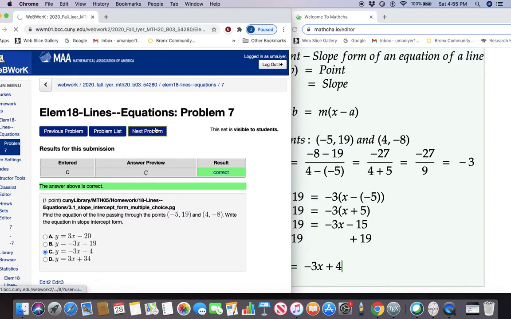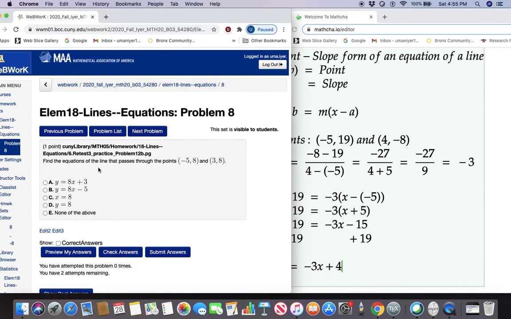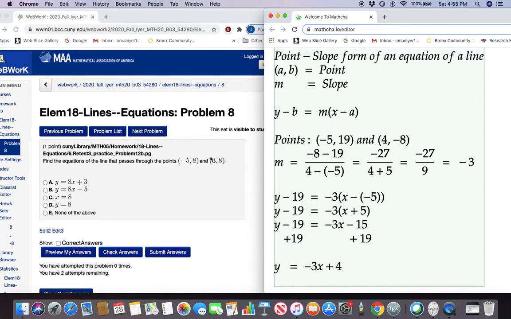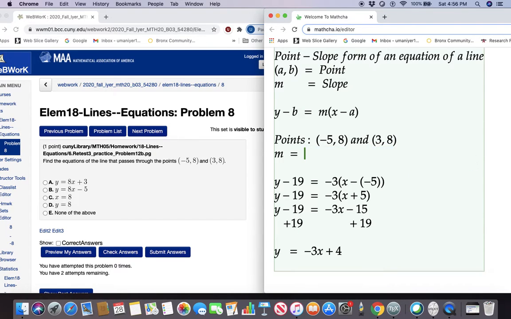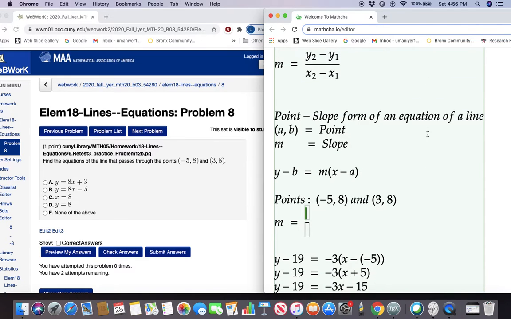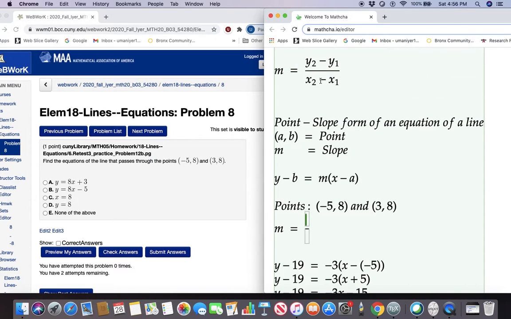All right, next problem. Find the equation of the line, it should be singular, passing through these 2 points. So now the points are negative 5, 8 and 3, 8. Okay, so the slope is the fraction y2 minus y1 over x2 minus x1.